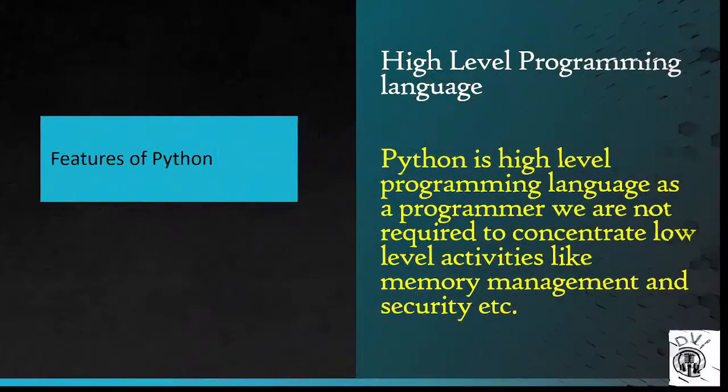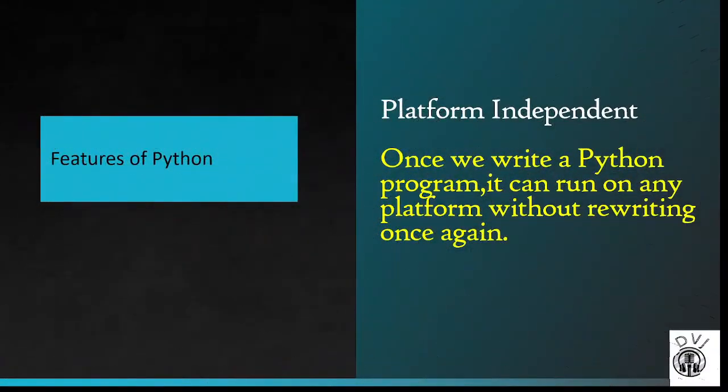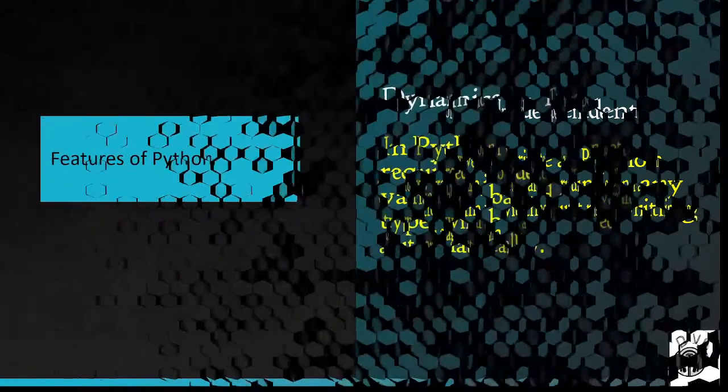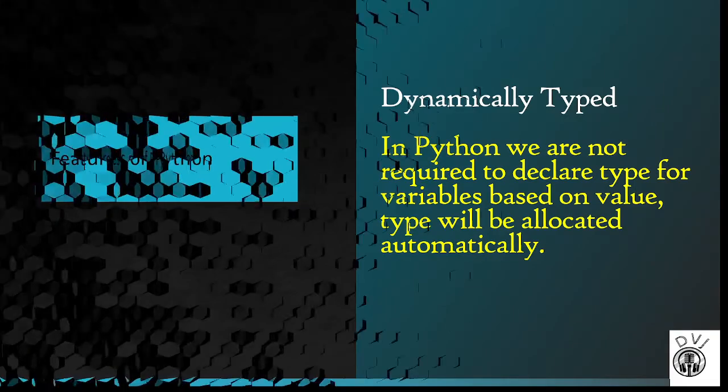High-level programming language: Python is a high-level programming language. As a programmer we are not required to concentrate on low-level activities like memory management and security. Platform independent: once we write a Python program it can run on any platform without rewriting. Dynamically typed: in Python we are not required to declare the type of variables. Type will be allocated automatically based on value.